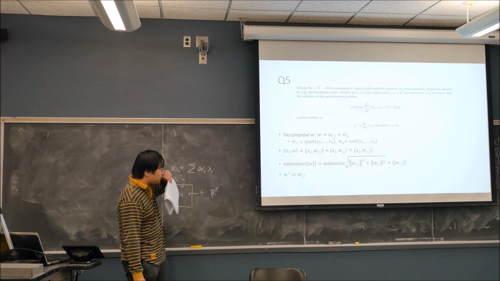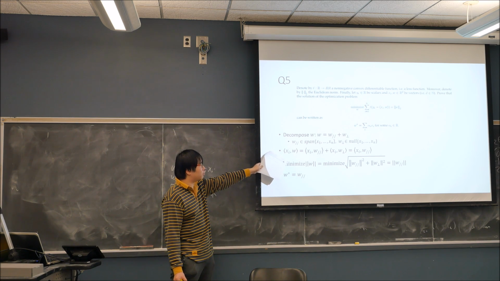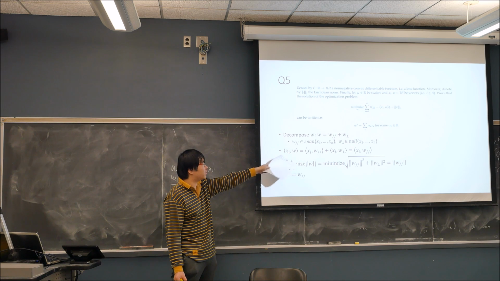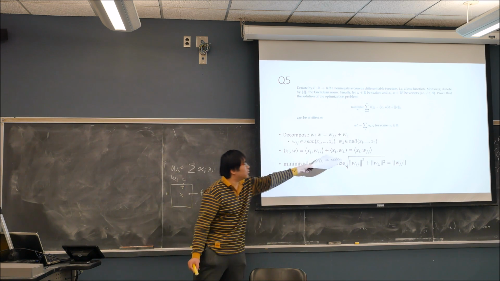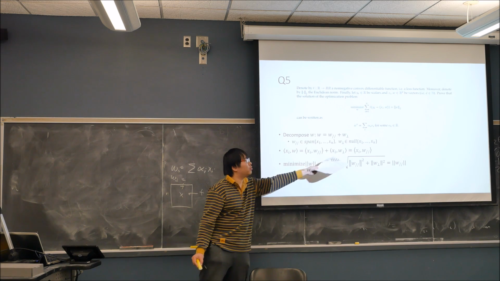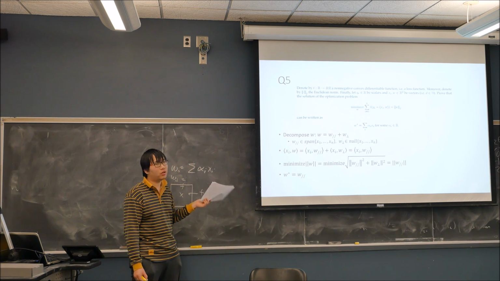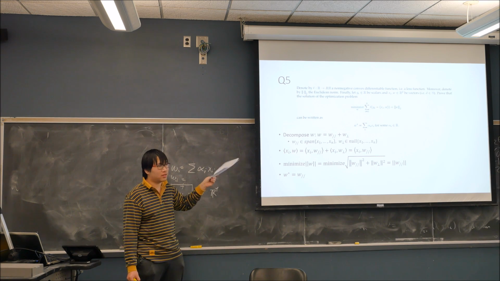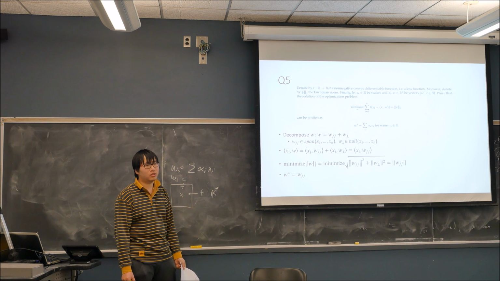So for this dot product term, we can decompose it. Since W orthogonal is in the null space of X, its dot product with x_i will be 0. And that's exactly equal to the dot product of x_i and W parallel.